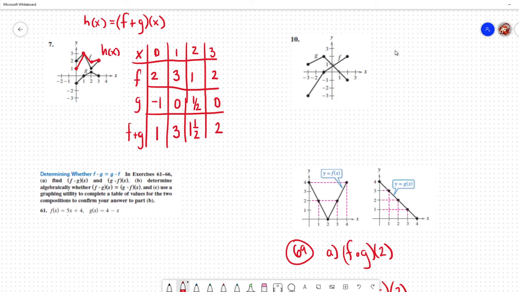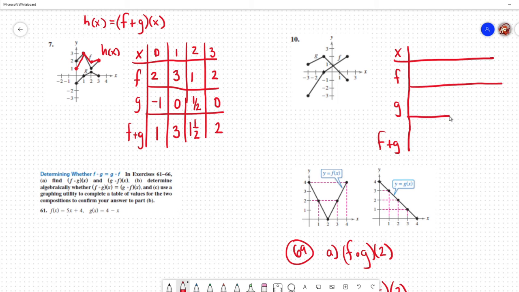Same setup as before. I want to go ahead and make my table again. So f, g, f plus g. Again, in the directions, they said we're adding these 2 functions together. That's why I'm writing them f plus g. So this time we have what? -3 for x, then -1, and then 2.